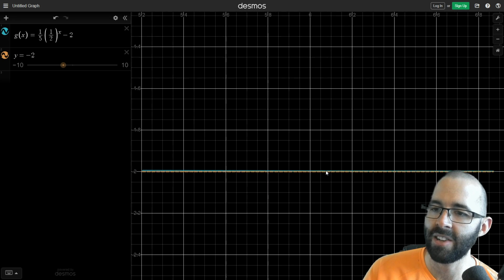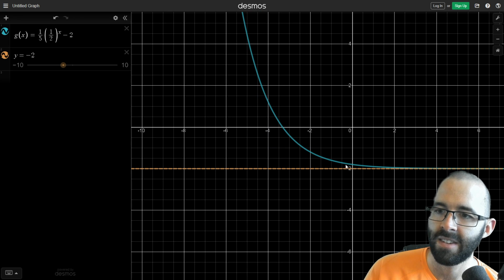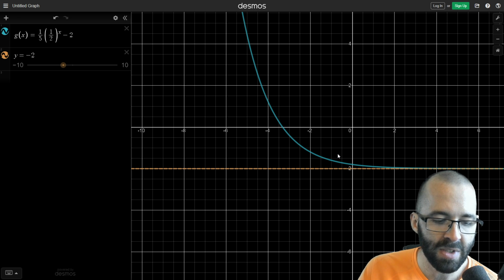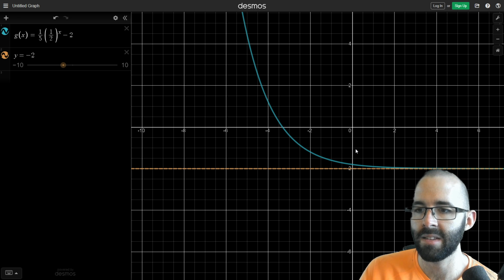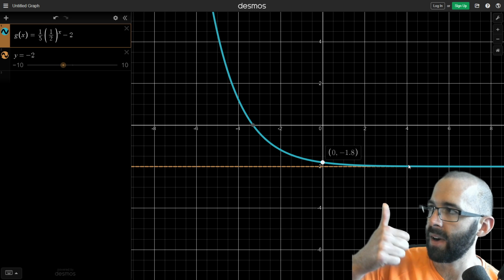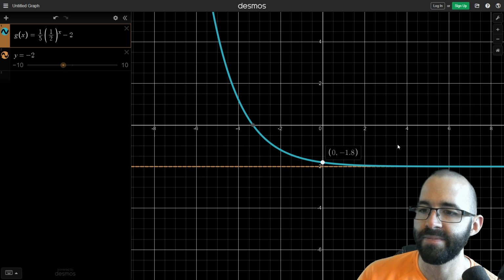Again, it looks really close, but as we zoomed in, we saw that it wasn't close at all. But again, that is the y, that is the asymptote right there. And the y-intercept, we said the y-intercept was negative 1.8. Check. Yep, there it is. 0, negative 1.8. Great. So we checked our answers. We know we're pretty okay.